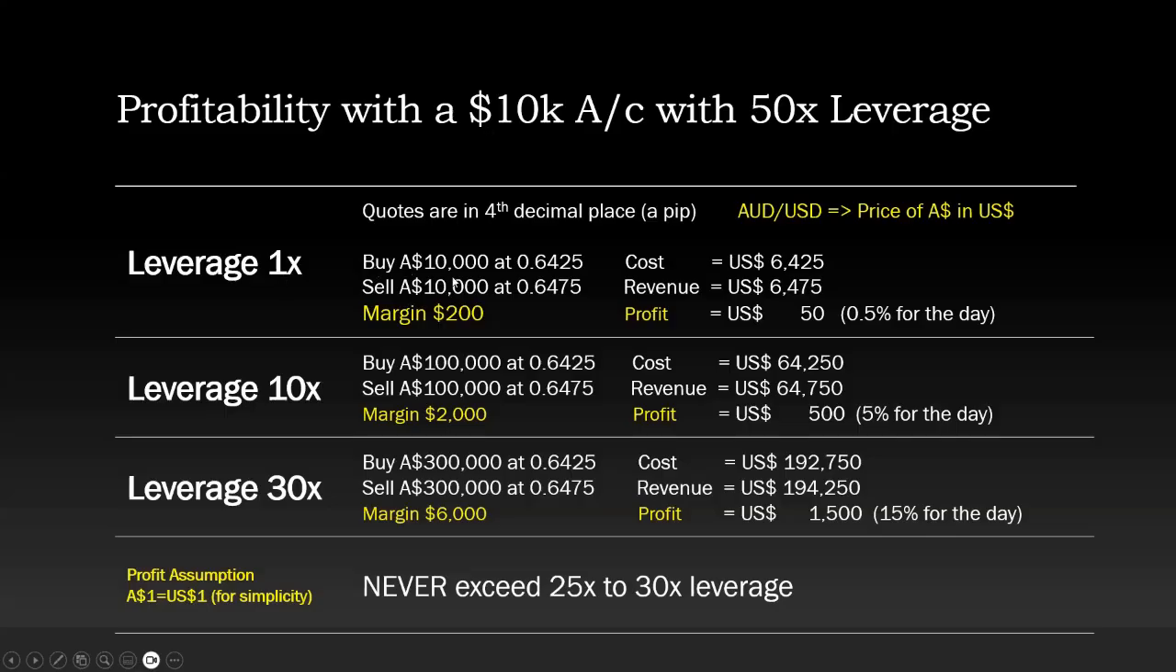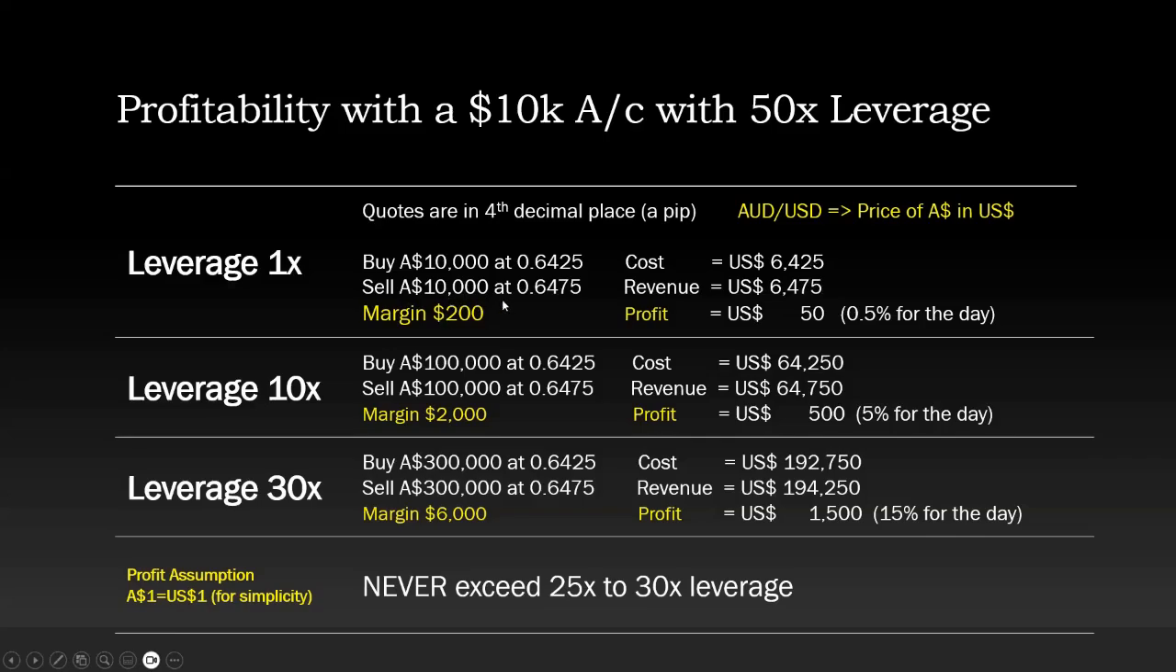Let's say you leverage it only once. You buy $10,000, so that's Aussie, right? And the rate was 0.6425. So what it ends up doing is it's costing you $6,425. If you then sell it, let's say you make 50 pips, the price moves up, it went in your favor. Your revenue when you sell it would be right there. You made 50 pips, right?